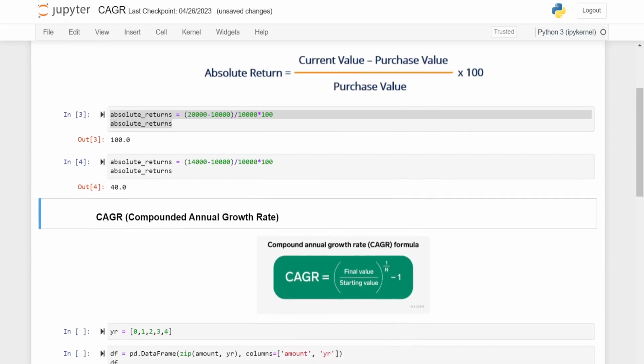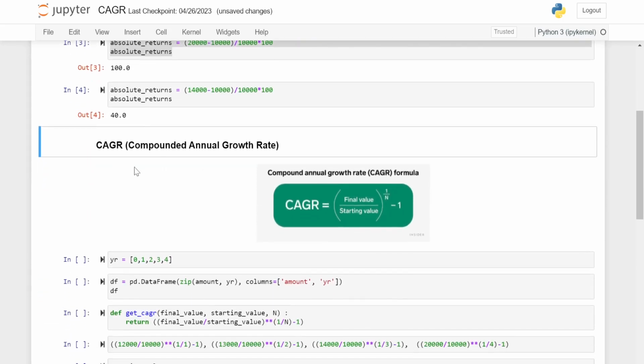Let us discuss CAGR now. What is the formula of CAGR? CAGR's formula is final value divided by starting value, raised to the power of 1 by n, n being the number of years, minus 1. We will manually calculate and then we will use this in a function.